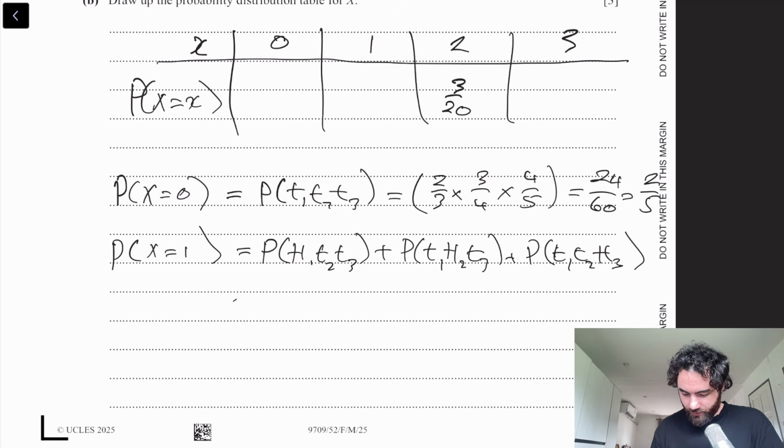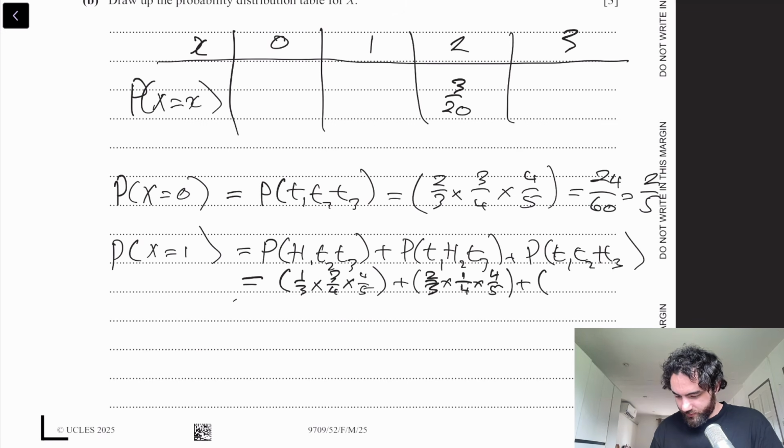So that is going to be, so this is 1 over 3 for head 1 times 3 over 4 times 4 over 5, plus this one will be tail 1 will be 2 over 3 times head 2 will be 1 over 4 times tail 3 will be 4 over 5, plus tail 1 will be 2 over 3, tail 2 will be 3 over 4, and head 3 will be 1 over 5. Okay, you add all that stuff up.